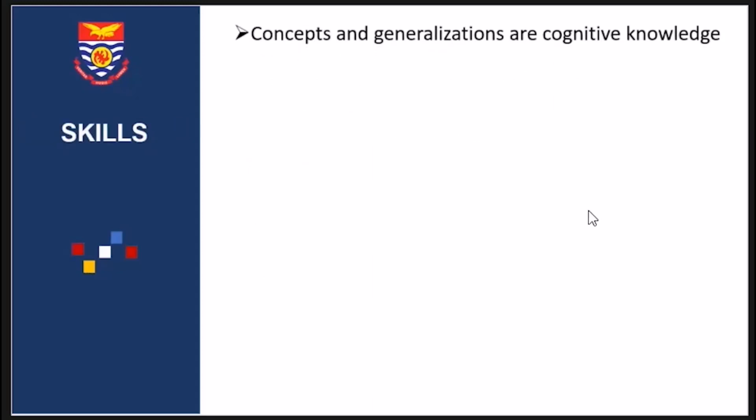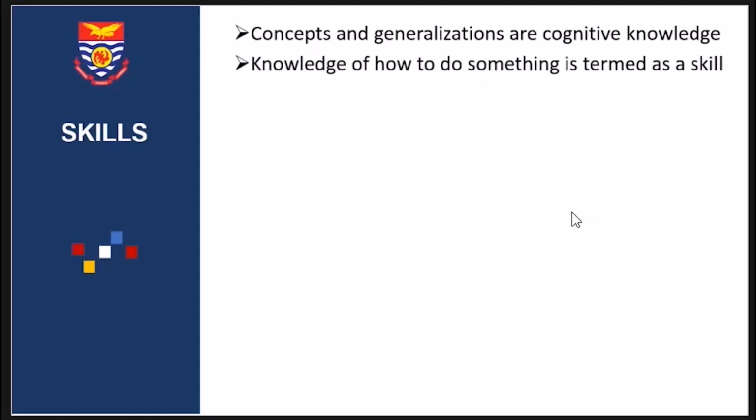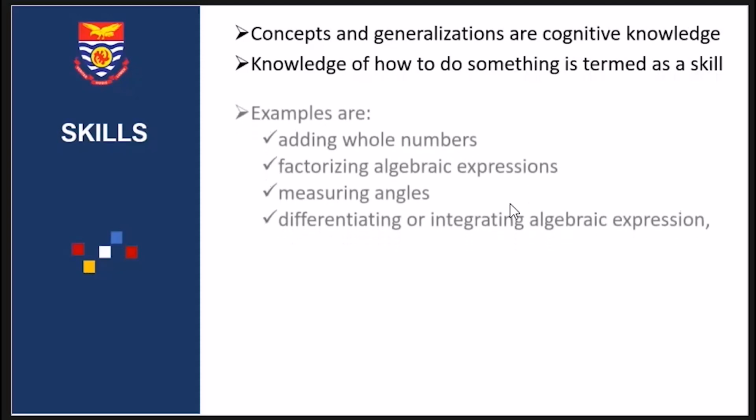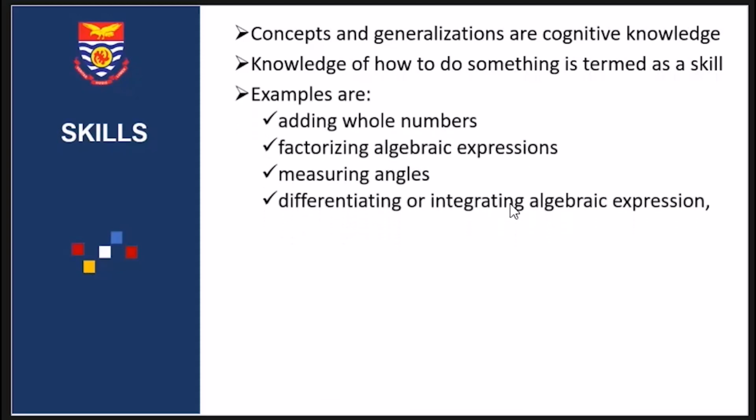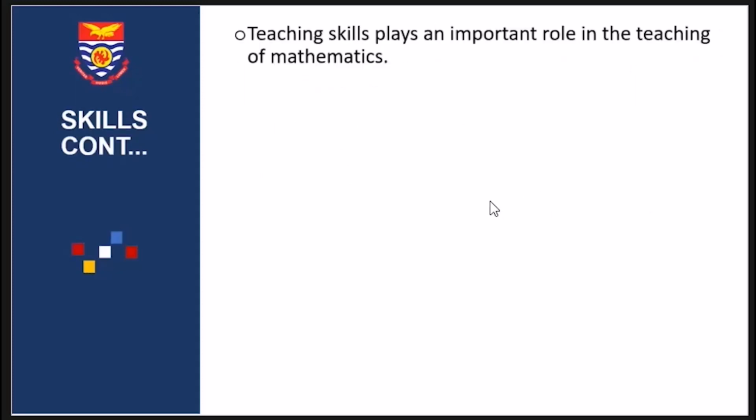Let's talk about skills. Just like concepts and generalizations are cognitive knowledge, knowledge of how to do something is what we call skills. If you know how to do the thing, for example, you know how to add whole numbers, that is a skill. Examples are adding whole numbers, factoring algebraic expressions, measuring angles, and so on and so forth. All these are skills.